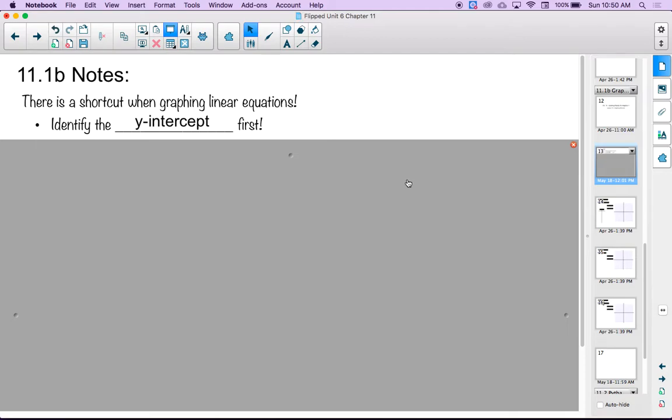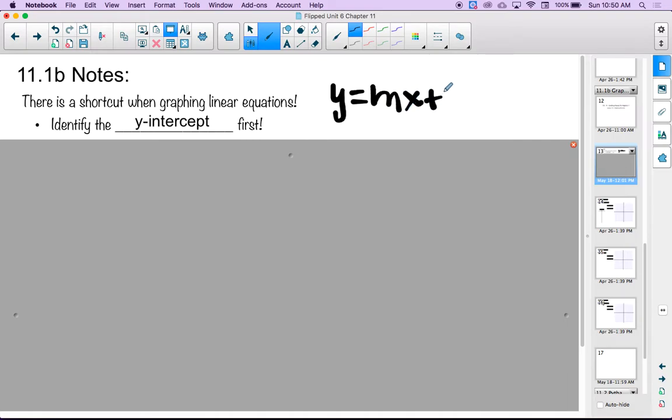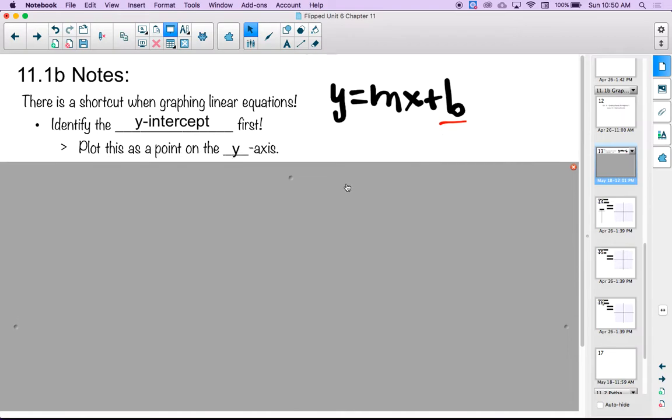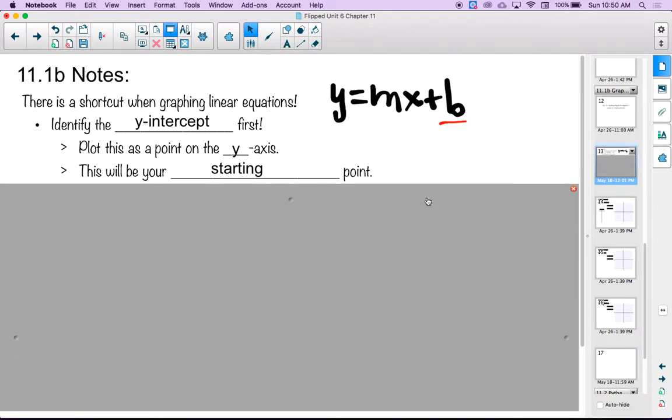So first we want to identify the y-intercept. Remember, the y-intercept is the b number in our equation y equals mx plus b. So we're looking for the number in the b spot, right here. That's going to be our y-intercept. Once we know our y-intercept, we want to plot this as a point on the y-axis. So if it's a positive number, we're going to count up that many on the y-axis and put a point. If it's a negative number, we're going to count down that many on the y-axis and put a point there. That's going to be known as our starting point.